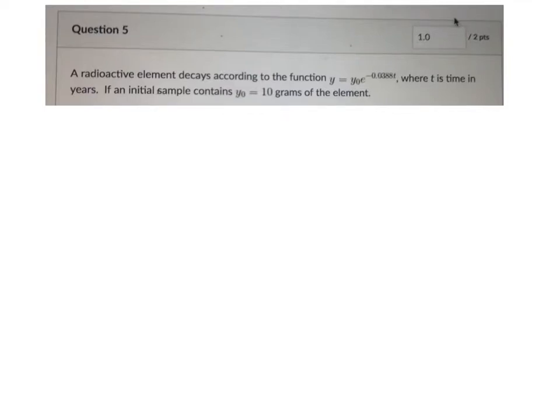A radioactive element decays according to the function where time, or T, is in time in years, and the initial sample is 10 grams. So the piece that you didn't get correct here was the half-life. So I'm going to show you how to do the half-life.